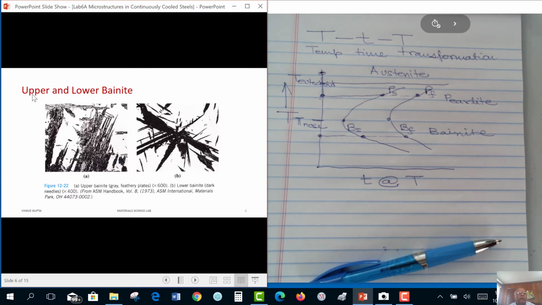Here is how bainite looks. So instead of alternate layers, here cementite started growing and kind of petered out. So cementite starts growing, peters out, so it forms these needle kind of shapes. So this is our coarse or upper bainite, and this is our fine or lower bainite.